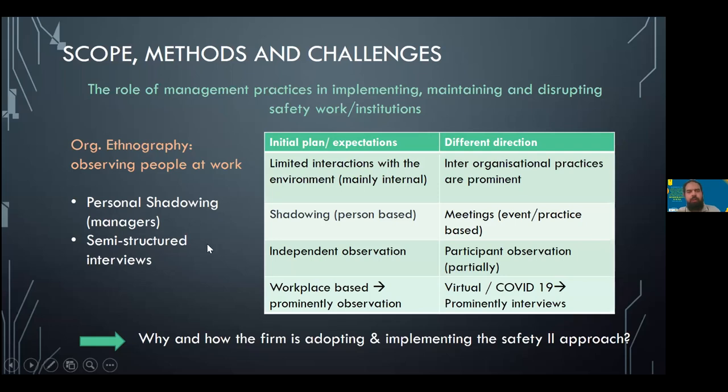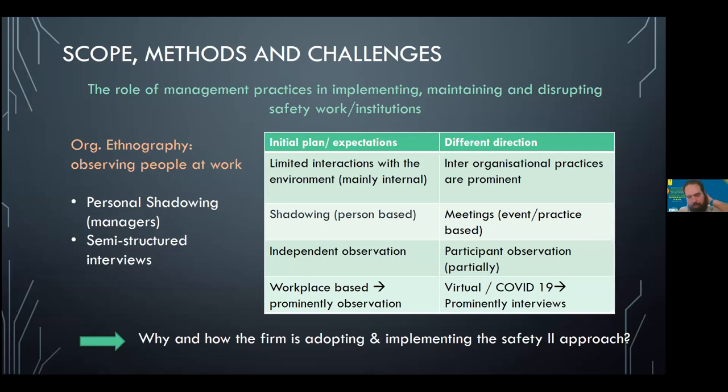Organization ethnography is simply observing people at work. You go and see what people do, record that and study that later on. I started with personal shadowing. Shadowing is accompanying a person like his shadow. You join him wherever he goes. If he goes to the office, you are with him. If he goes to a meeting, you are with him. If he goes to the site, you will follow him. So you're following a specific person wherever he goes.